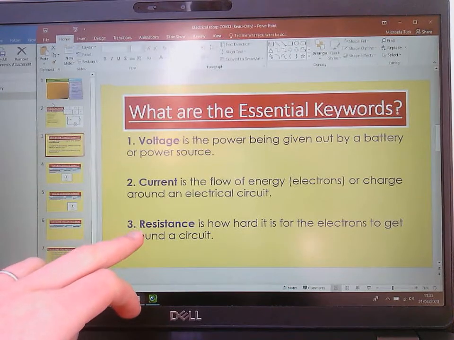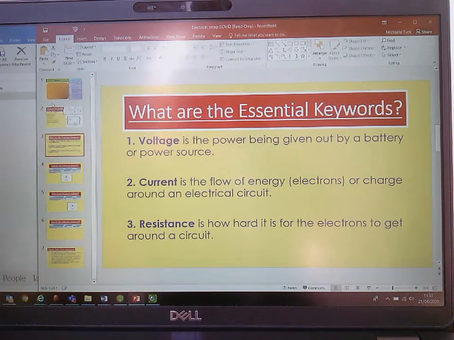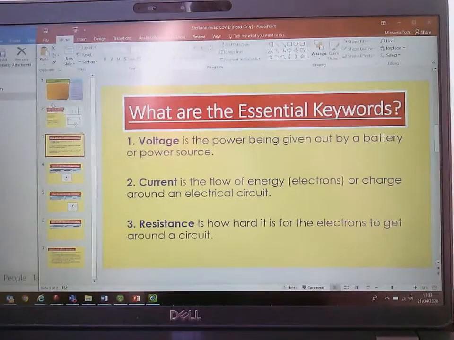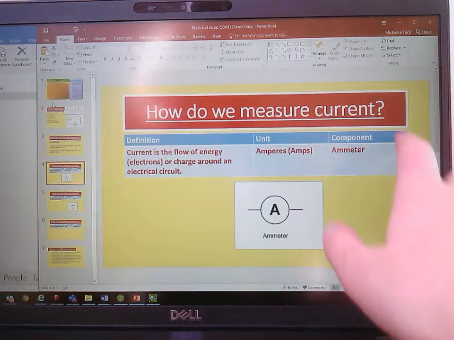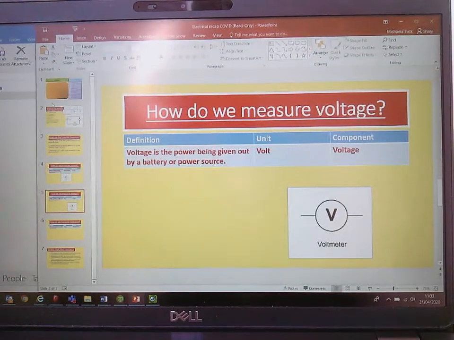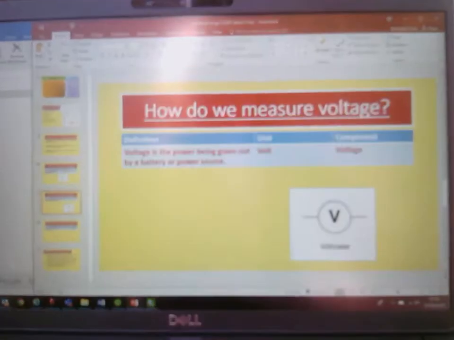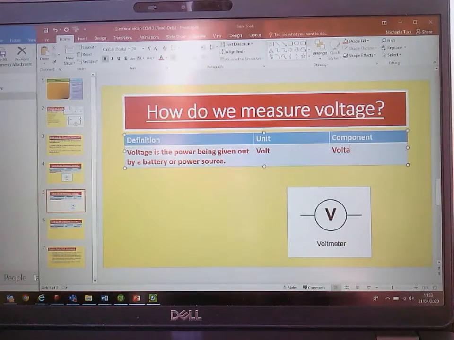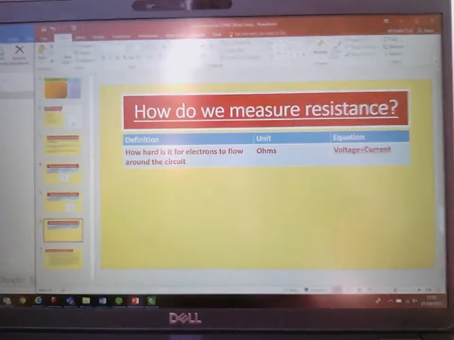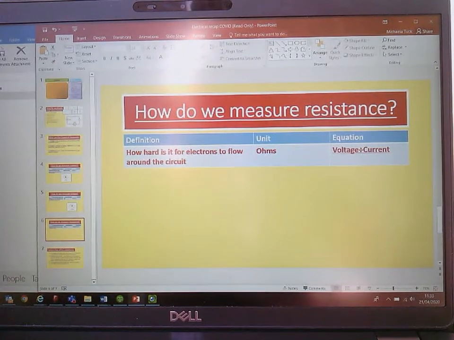We then added in resistance, and we said that the resistance is how hard it is for those electrons to actually get around the circuit. Is it easy, low resistance, or is it really difficult or impossible, high resistance? We also talked about that an ammeter would be used to measure current, and the unit for that would be amps. We also talked about the fact that a voltmeter would be used to measure voltage, and the unit was volts. We then went on to say that for resistance the unit was something called ohms, and there isn't a symbol for that, but there is an equation which is voltage divided by current.